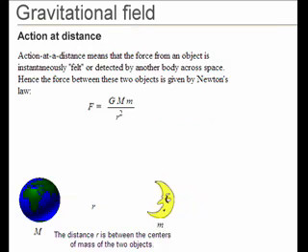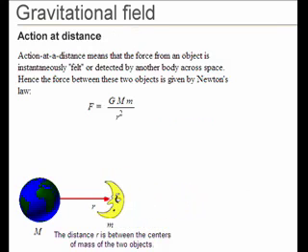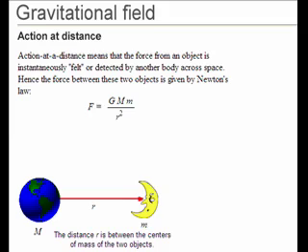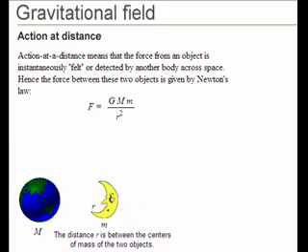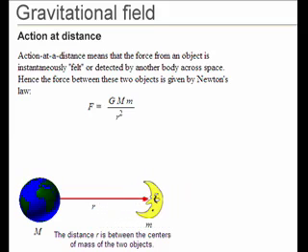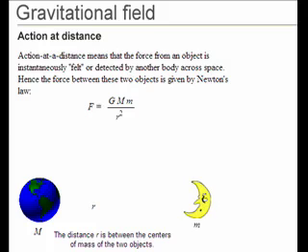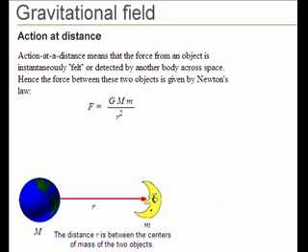Newton's law, like many such laws, has an unsatisfactory aspect, which is, how does one object know the other object is there? Newton's law implies that if we suddenly change the mass of one object, it is instantaneously felt by the other object. This principle is called action at a distance.